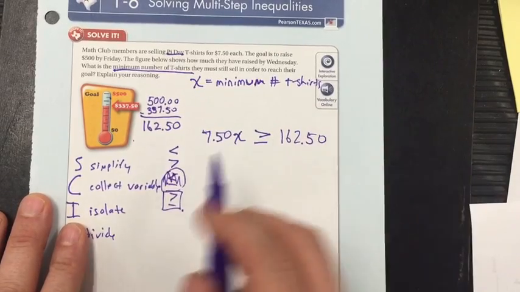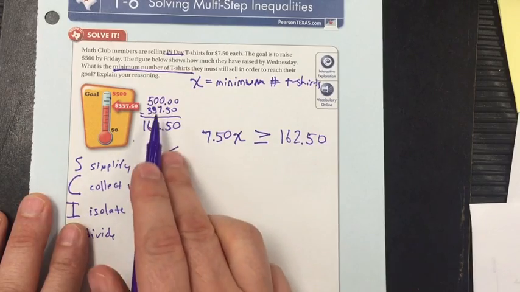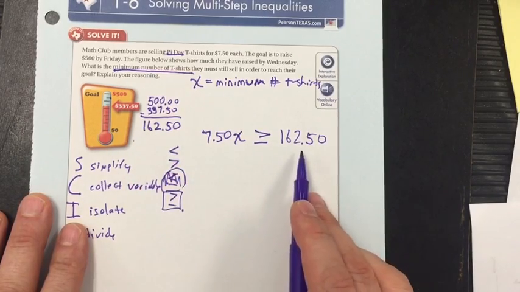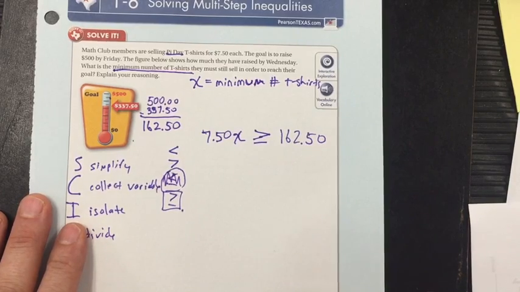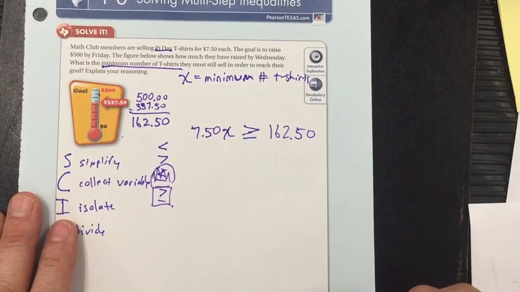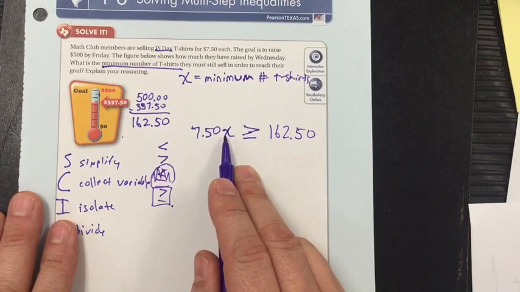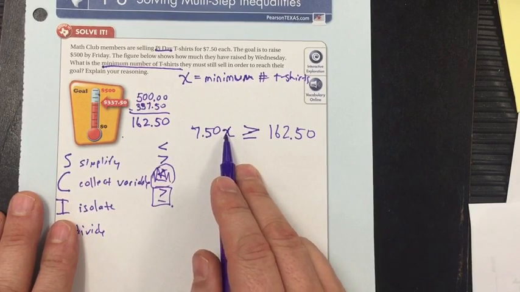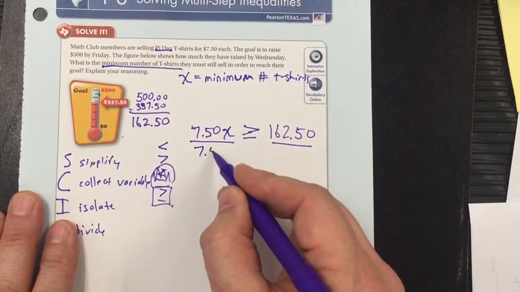Now I could have written 500 minus this on the other side and then combined the terms. I just did this over here on my own to make my inequality simpler. Now what do I do next? We will divide. This $7.50 is being multiplied by the number of T-shirts. To get x by itself, we do opposite math. We divide both sides by $7.50.